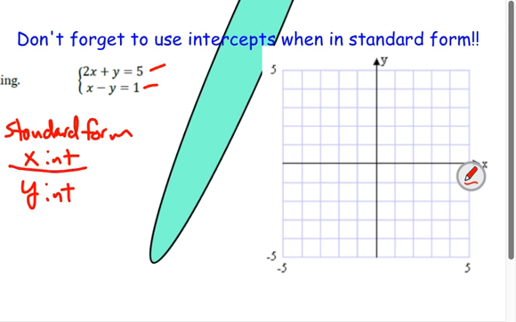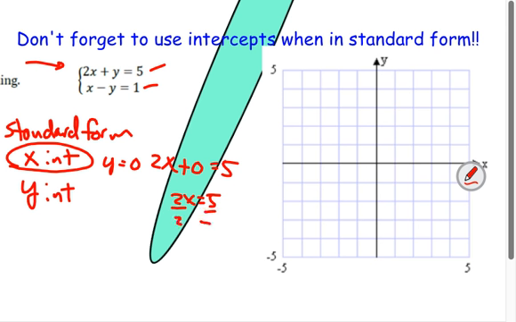You find your x-intercept by plugging in 0 for y. So if I go up to this equation and look at it, and I plug 0 in for y right here, it'd be 2x plus 0 equals 5. Or basically, 0 plus 2x is just 2x equals 5. Divide both sides by 2, and I get x equals 2.5. So that's my x-intercept, 2.5. So 1, 2, 2.5 is right about there.